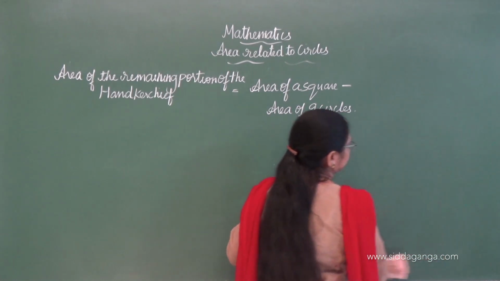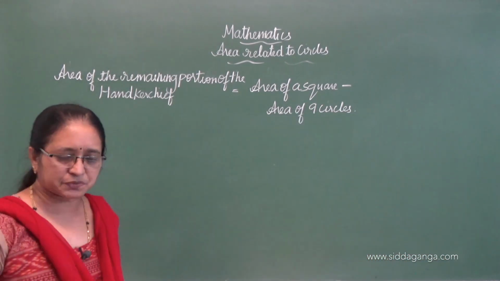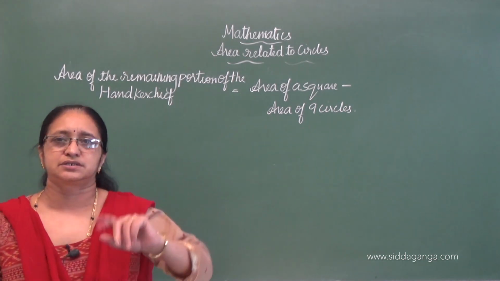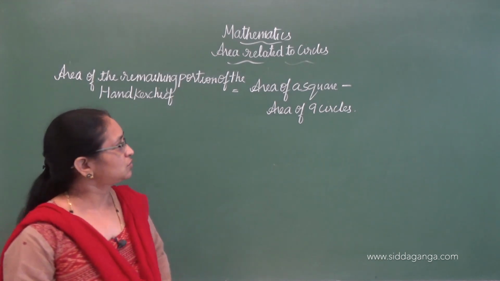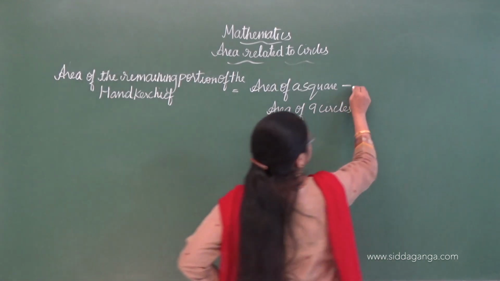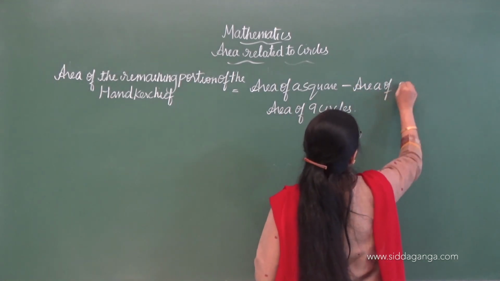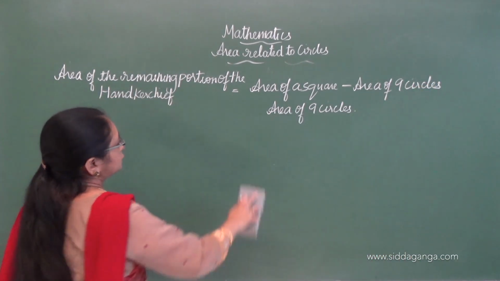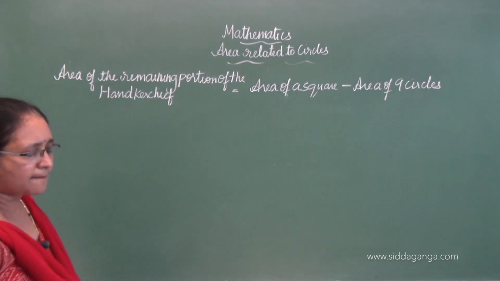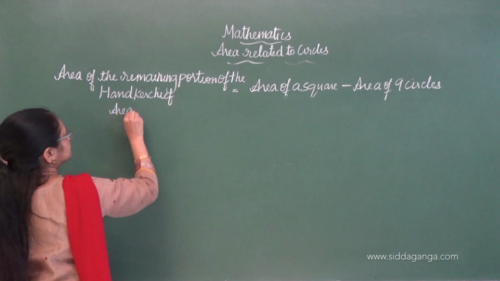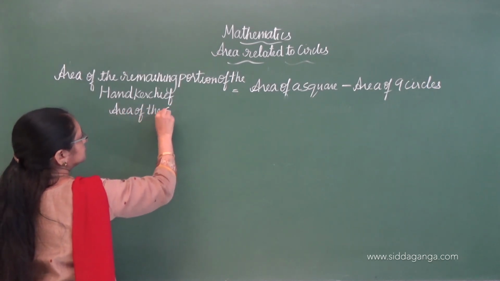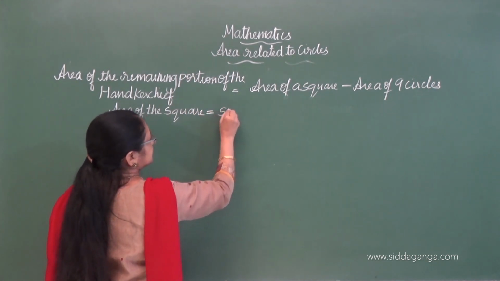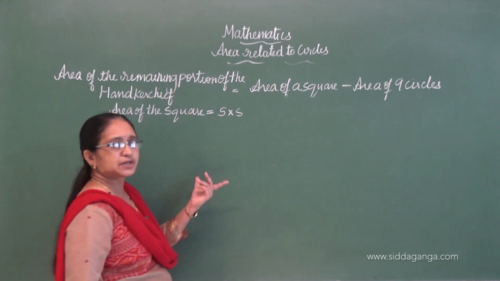Yes, is it correct? From the square, if you subtract area of 9 circles, you will get the remaining portion. So how to find out the area? I will write here, area of 9 circles. Now first find out the area of the square. Area of the square is equal to, how to find out? S into S or A into A, however you want you can take.